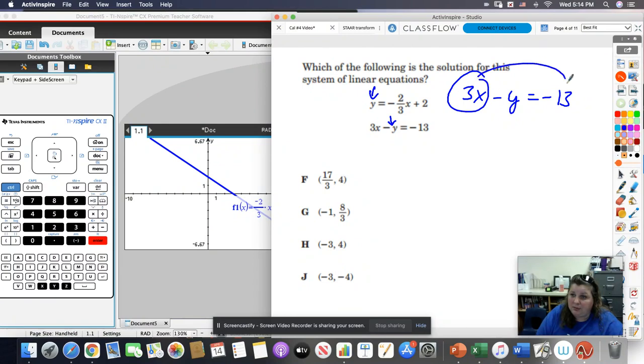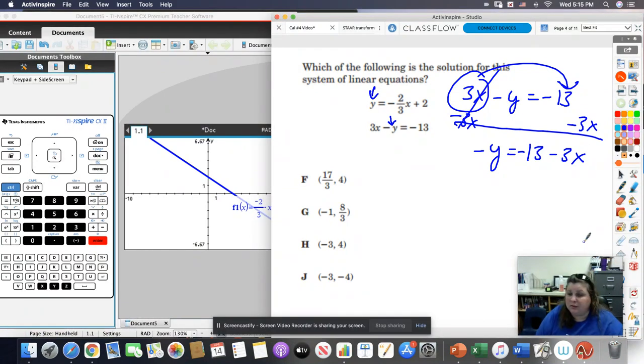First, we have the x's. We have to move them over. When we cross over the equal sign, it becomes negative. That's the same thing as subtracting 3x to both sides. Negative y equals negative 13 minus 3x.